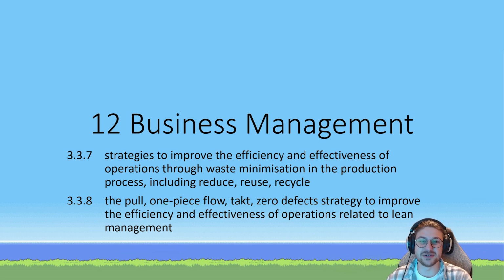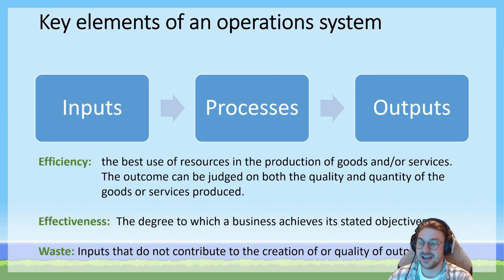In today's lesson, we're looking at key knowledge points 337 and 338. That is Unit 3, Area of Study 3, and the 7th and 8th key knowledge points for this area of study. Today specifically, we're looking at strategies to improve the efficiency and effectiveness of operations that are related to waste minimization. This key knowledge point and the next, 338, are tied together because they both address strategies that can be implemented in business to minimize waste.